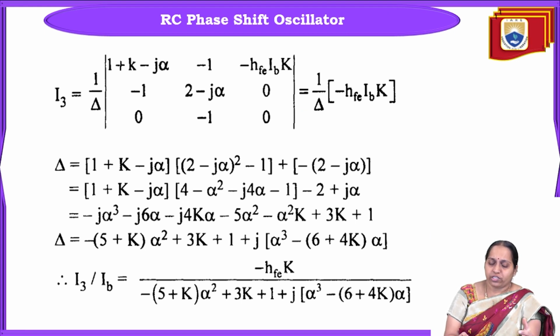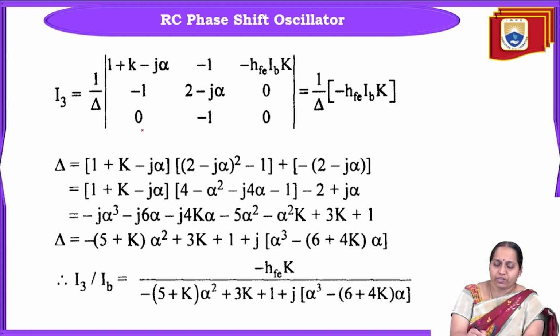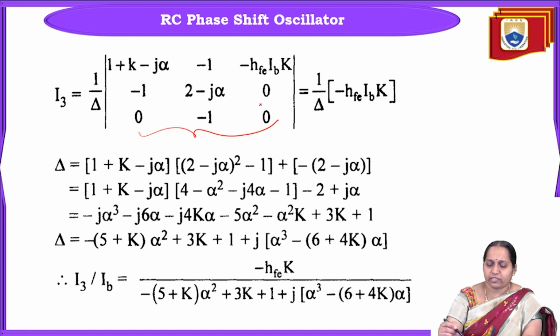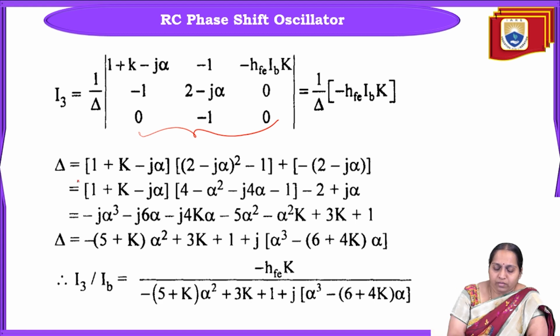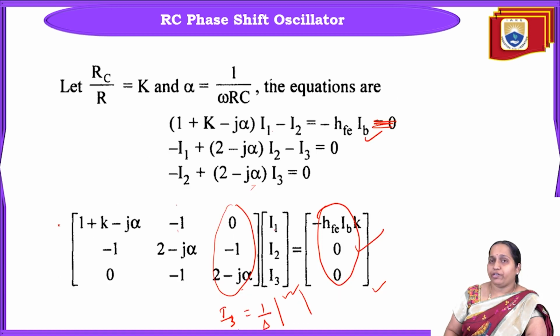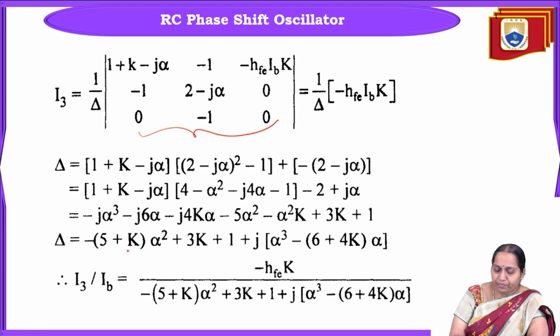Now if you calculate the determinant of this matrix, you are simply going to get minus HFE IB into k. So what is delta? Delta is the determinant of the original matrix. If you find delta of this original matrix, on simplification you will get delta equal to minus of 5 plus k into alpha square plus 3k plus 1 plus j into this.